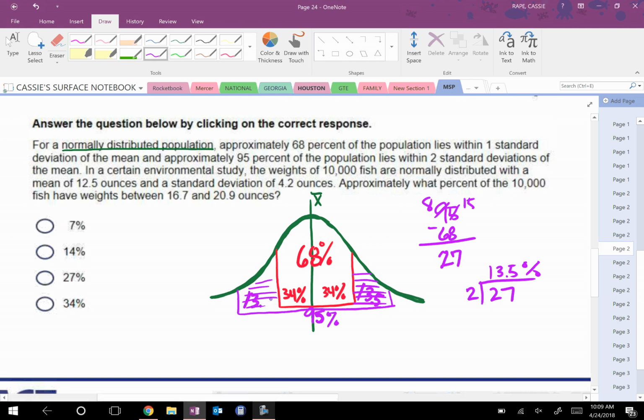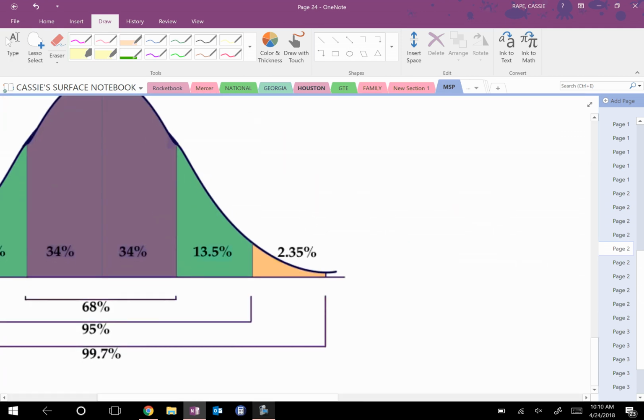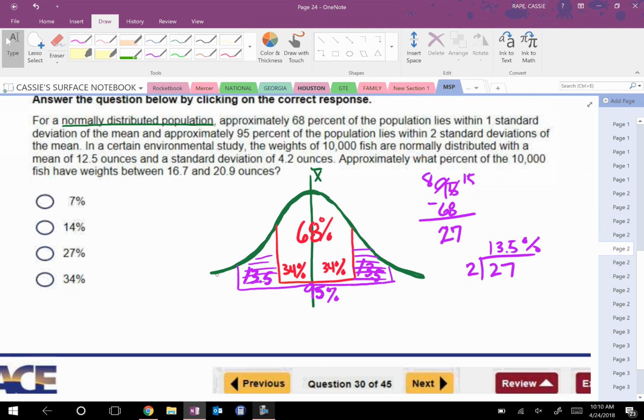And then it's almost 98%. It's, let me hold on, 99.7% is within three standard deviations of the mean. So if you take 99.7, subtract 95, that's 4.7%, which would be 2.35% that lives here on the low end, and 2.35% that lives on the high end.